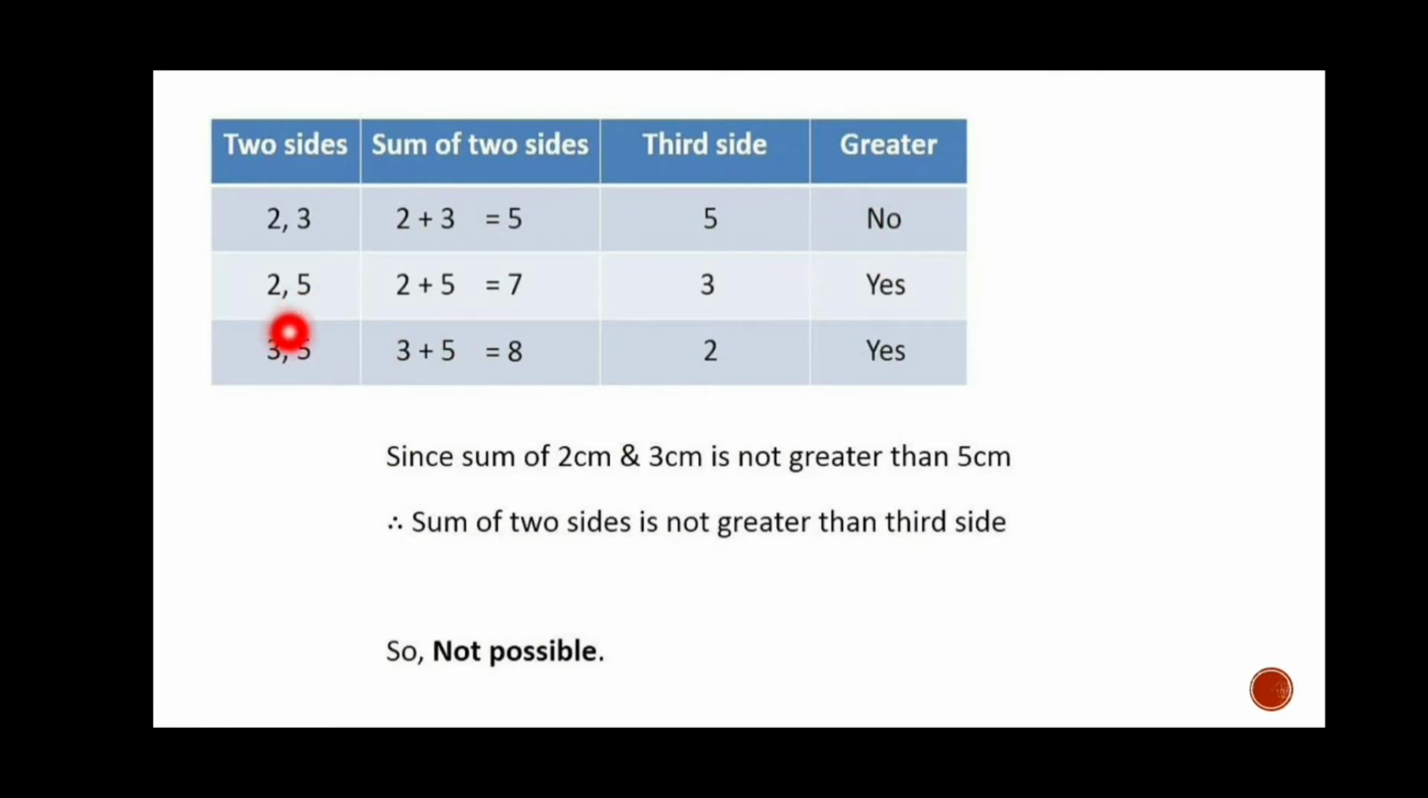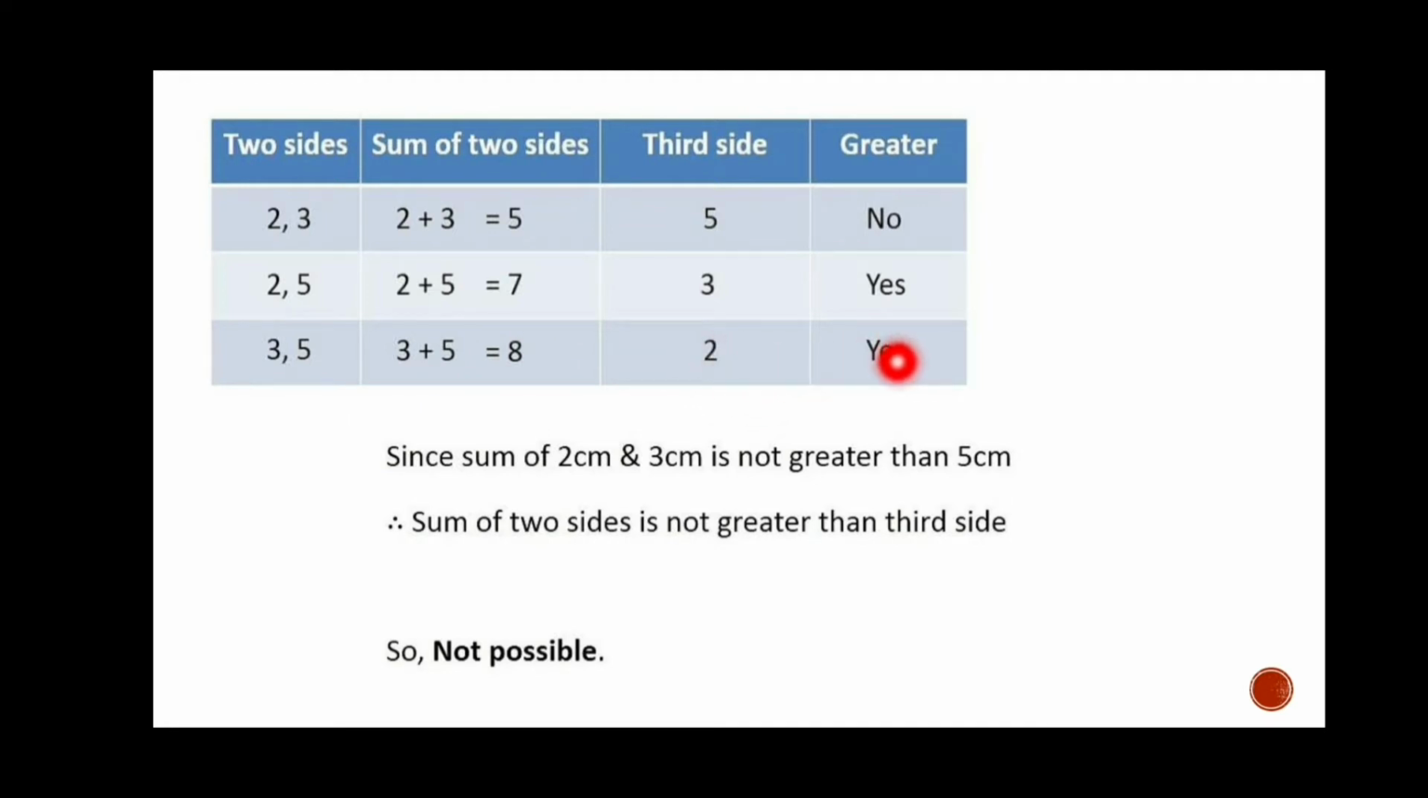Now for the second pair we will take 2 and 5. So 2 plus 5 is equal to 7, and 7 is greater than the third side, that is 3. So the sum of two sides is coming greater than the third side. Yes. Now the next pair we will take 3 and 5. So 3 plus 5 is 8, and the sum of two sides, 8, is greater than the third side. Yes.